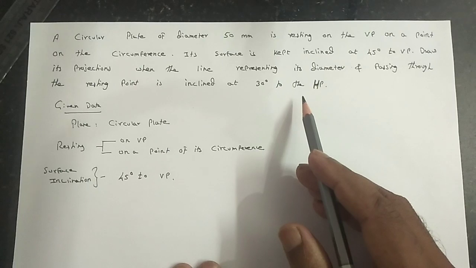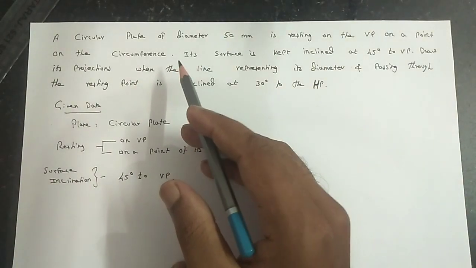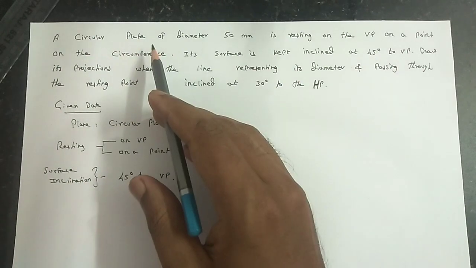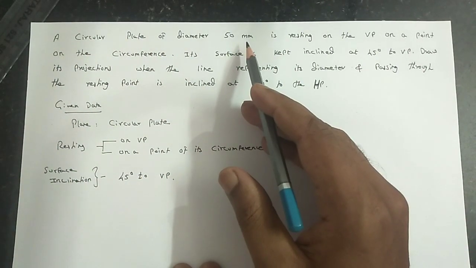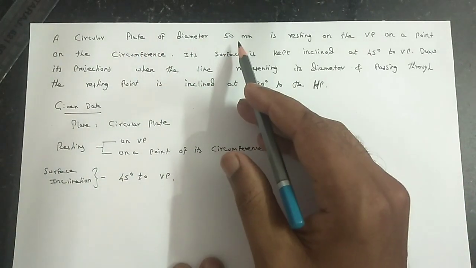So first we are going to write the given data. So read the problem and write the given data. A circular plate of diameter 50 mm. Okay, so the given plane is a circular plate, and its diameter is 50 mm.